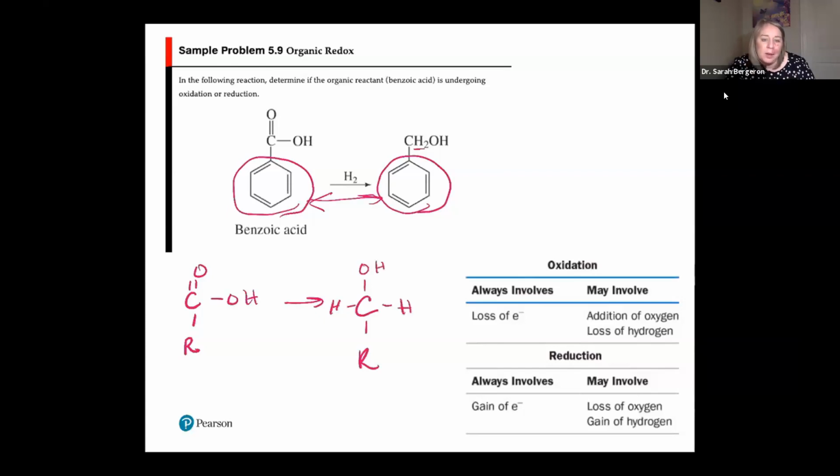So what happened? If you're looking at this molecule, I can count on this side, I have 2 oxygens, and I have 1 hydrogen. Right? And I'm not looking at the R group. I'm just looking at the stuff that I know is going to change. Then I look at my product, and my product went to 1 oxygen, and now I have 3 hydrogens.